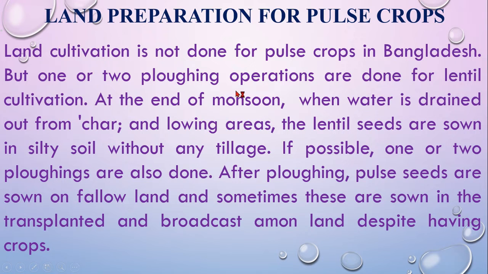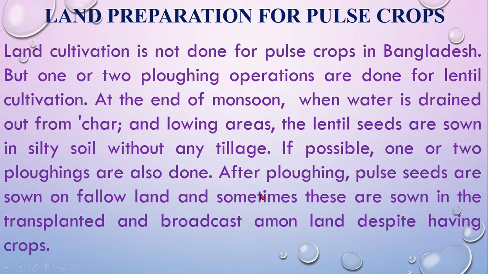But one or two plowing operations are done for lentil cultivation. That means when you start cultivating lentil, at least one or two plowings or tillage operations are needed. You can do it with the help of a country plow, that means a traditional plow pulled by a cow, or use a tractor machine. At the end of the monsoon, when water is drained out from char and low-lying areas, the lentil seed is sown in silty soil without any tillage.